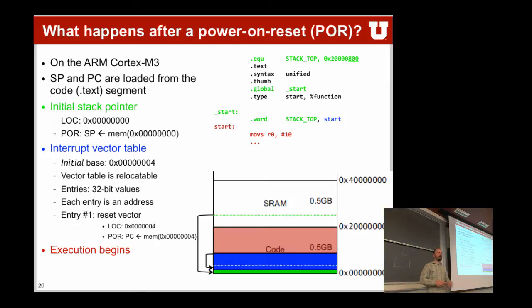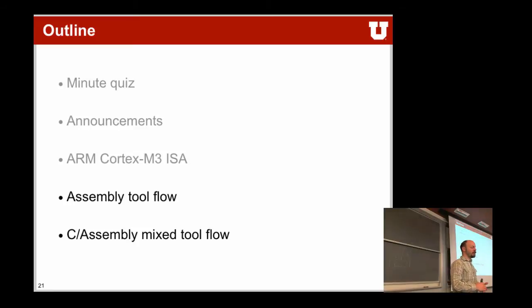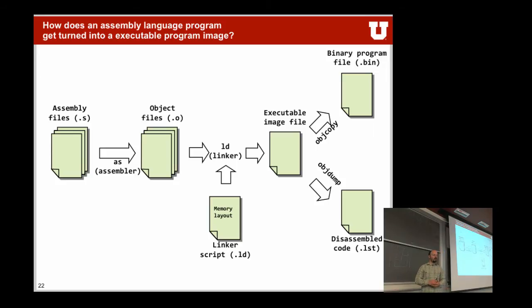How does this happen? Well, that's what we're looking at now, the assembly tool flow. So how do we go from your assembly code down into the binary code that's actually going to get uploaded in your microcontroller? Because there are a couple of different steps that are actually happening before this is possible.